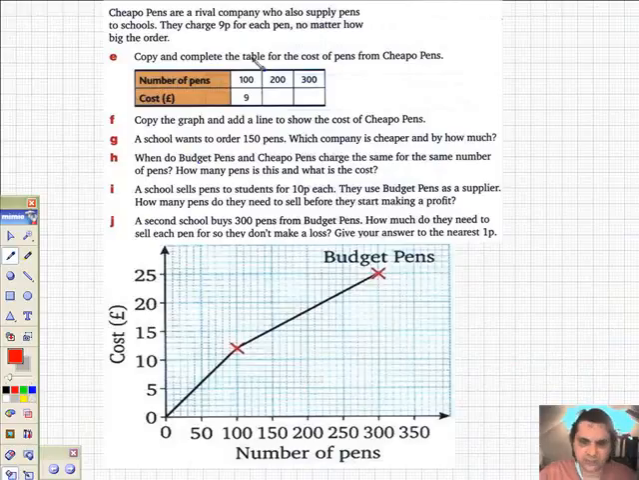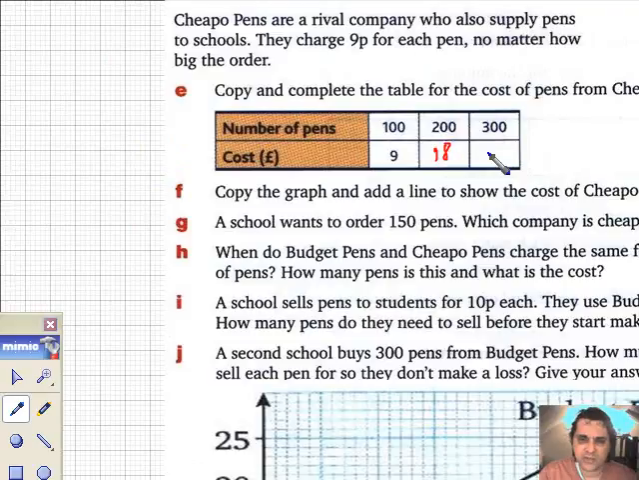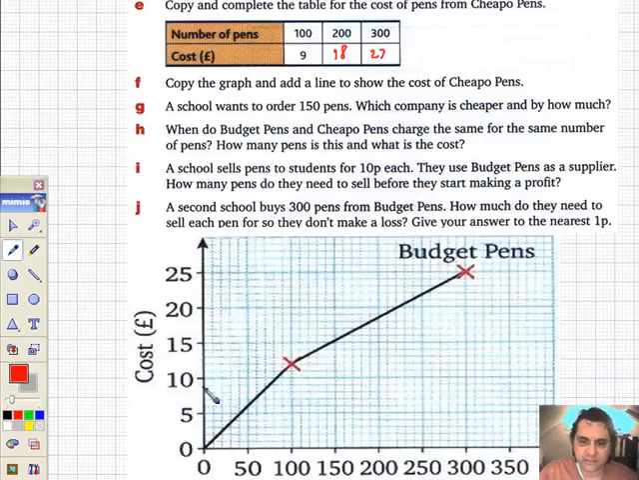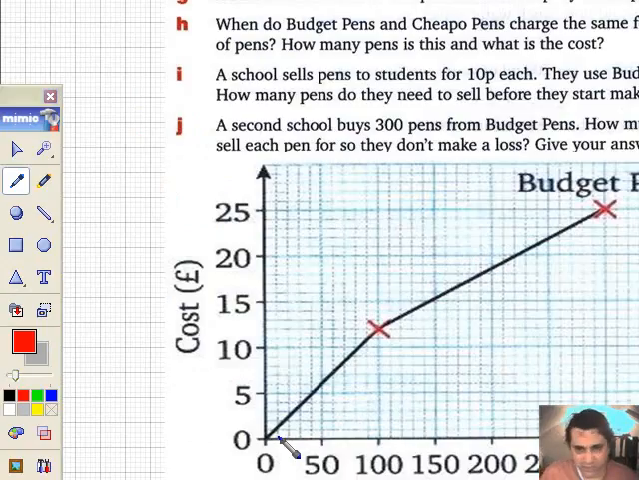So copy and complete the table. Okay then, do this in red. Well, 100 pens cost 9 quid, 200 pens will cost 18 quid, and 300 pens will cost 3 lots of 9, which is 27. Obviously 0 pens cost nothing at all. Copy the graph and add a line to show the cost of Cheapo Pens.